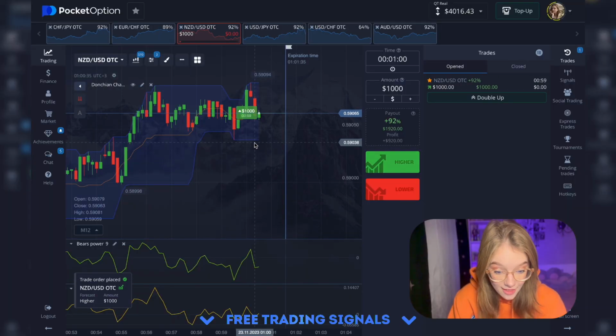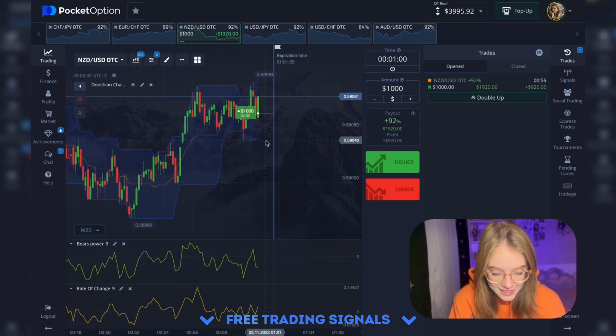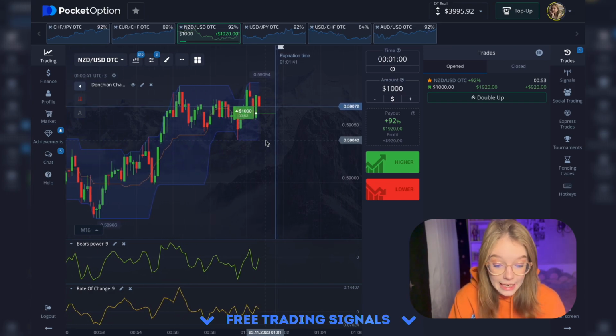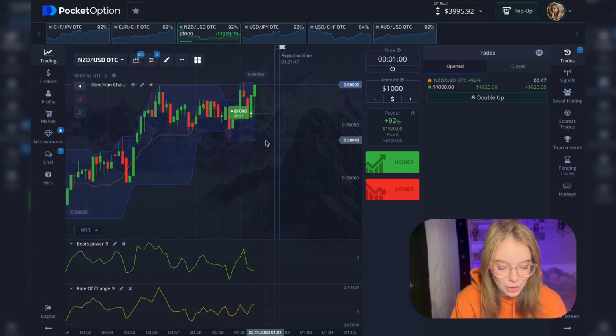Watch the chart at the midline crossover, and at the same moment the indicators were indicating that there was going to be a rise. So I decided to open my last trade for today here.